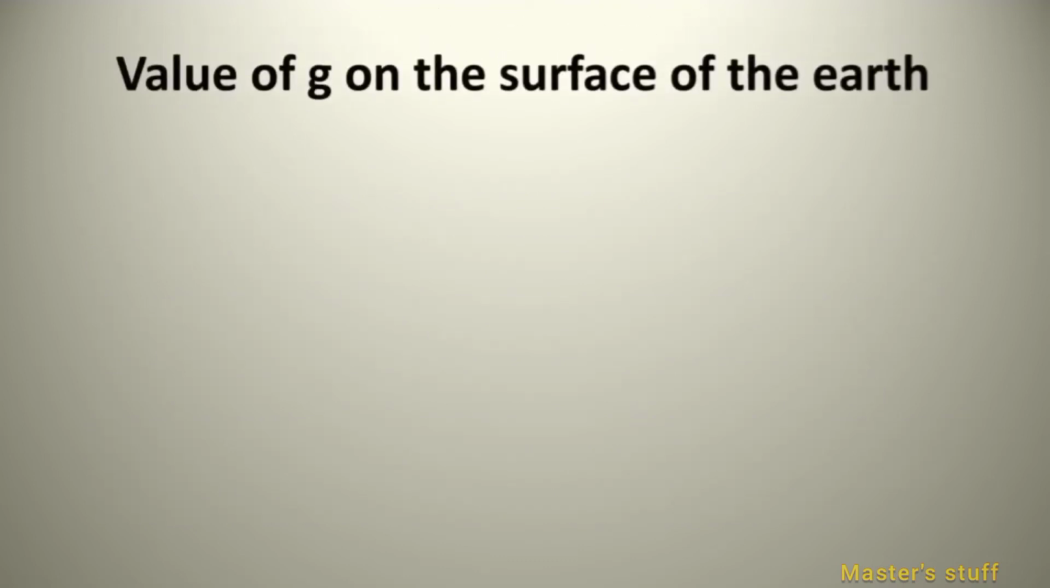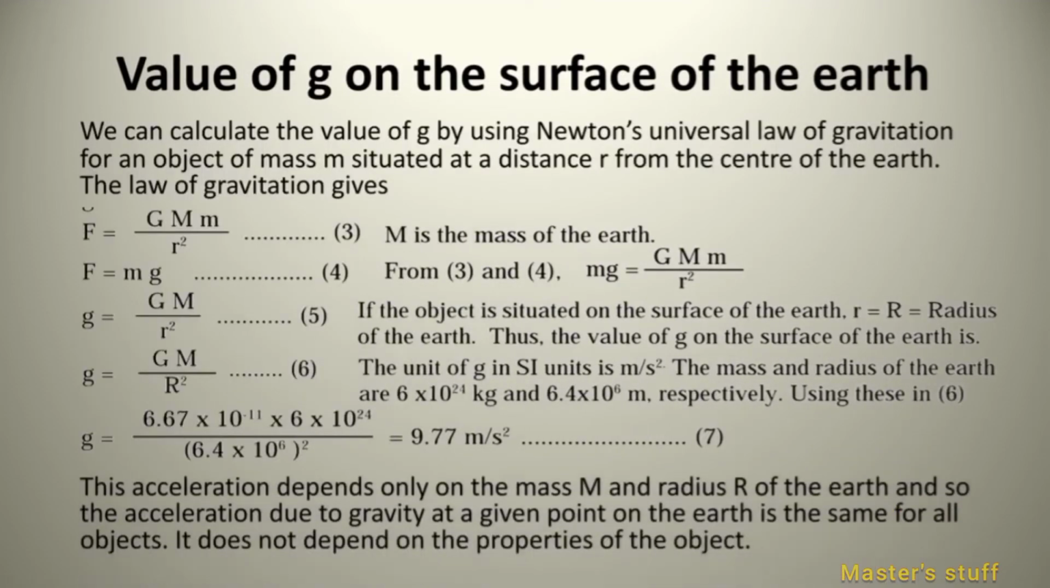Value of g on the surface of the earth. We calculate the value of g using Newton's universal law of gravitation for an object of mass m situated at distance r from the center of the earth. The law of gravitation gives F is equal to G into capital M into small m upon r square, where capital M is the mass of the earth.